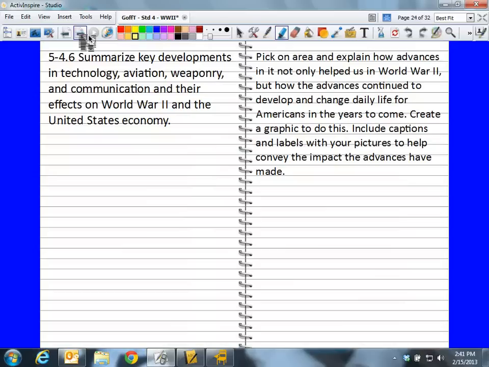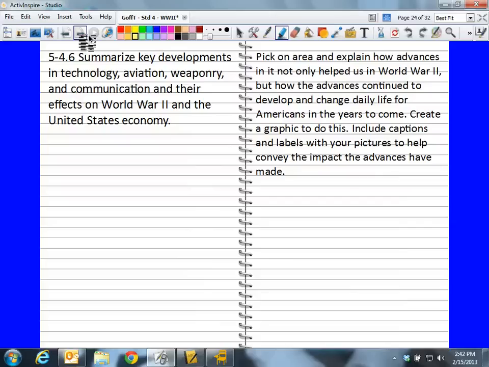So throughout this lesson, I want you to think about what some of the advances were. And for your final activity in your notebook during this lesson, I'm going to ask that you pick an area and explain how advances in it not only helped us in World War II, but how the advances continued to develop and change daily life for Americans in the years to come.